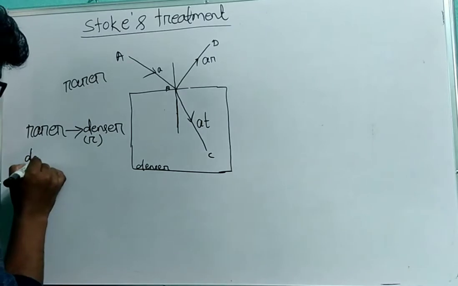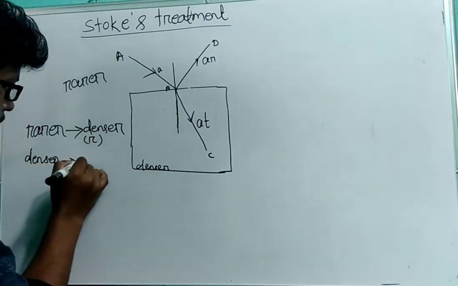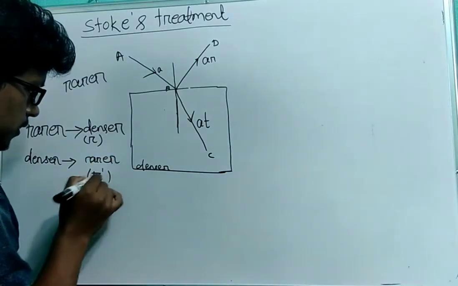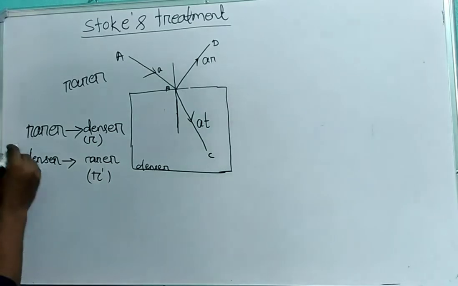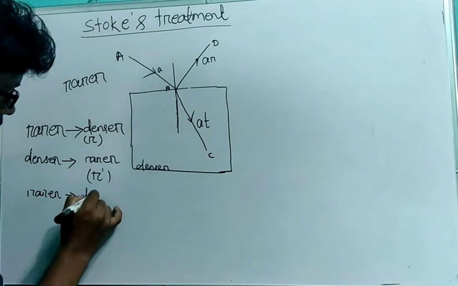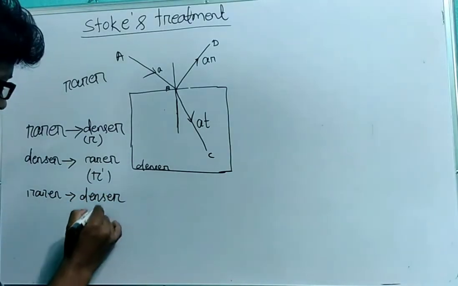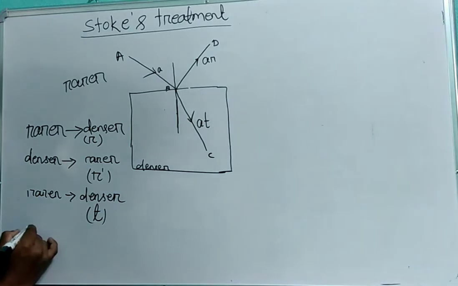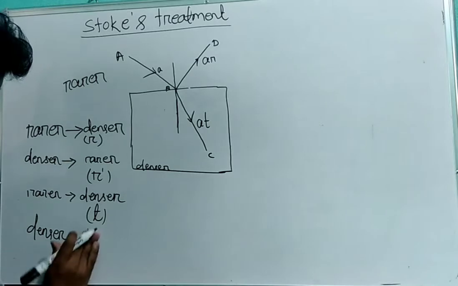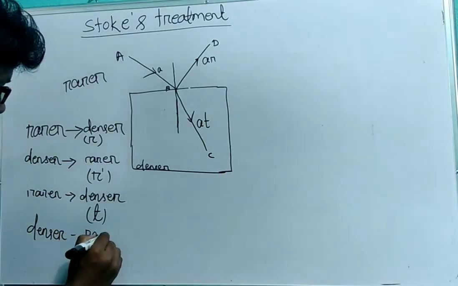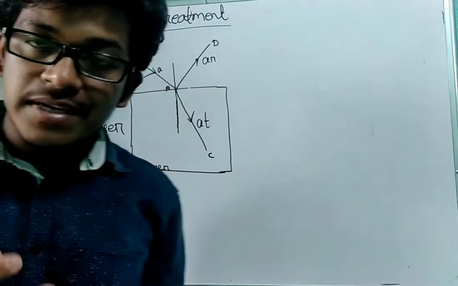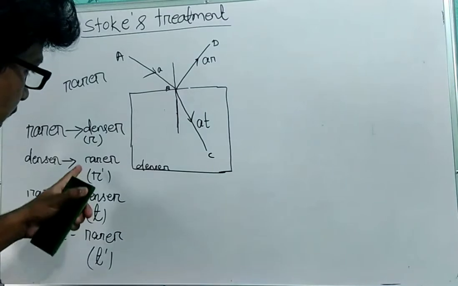And when it's going from denser to rarer, reflection will still be there, but for my convenience I will take it as R dash. Same thing: rarer to denser, your fraction of transmission is T, and denser to rarer is your T dash.